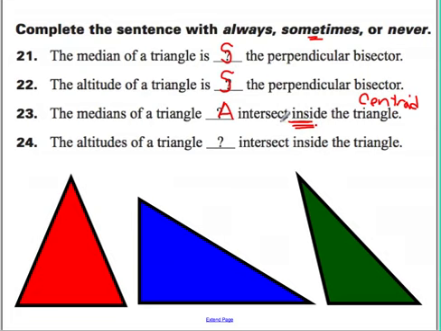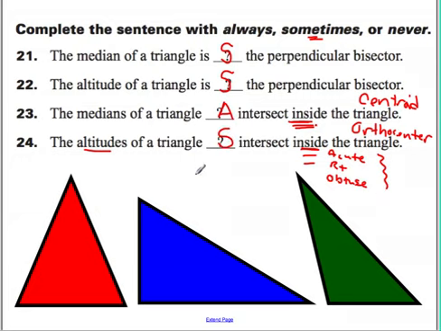Lastly, number 24. The altitudes of a triangle, always, sometimes, never, intersect inside the triangle. The altitudes, again, this is going to be your orthocenter. This is the center that doesn't really have a point to it. The altitudes can sometimes be on the inside, sometimes on the outside, and sometimes on. It's inside when you have an acute triangle, it's on it when you have a right triangle, and it's outside when it's an obtuse triangle. Okay, these are what you're going to have to remember. This is going to be on a quiz and a test, so this is going to be a sometimes.